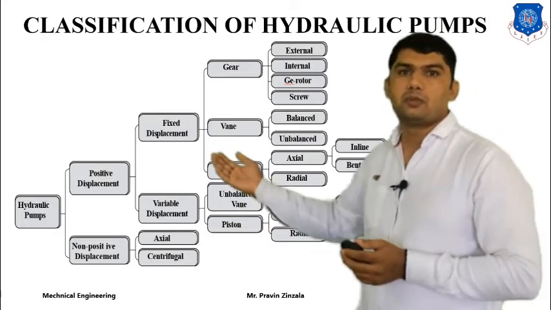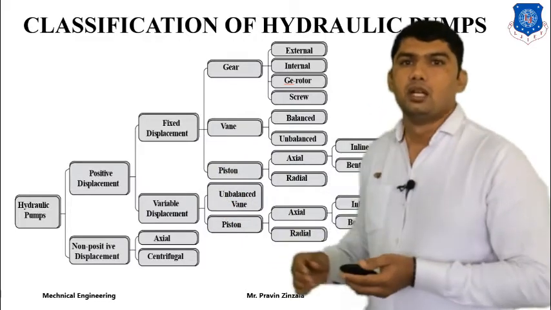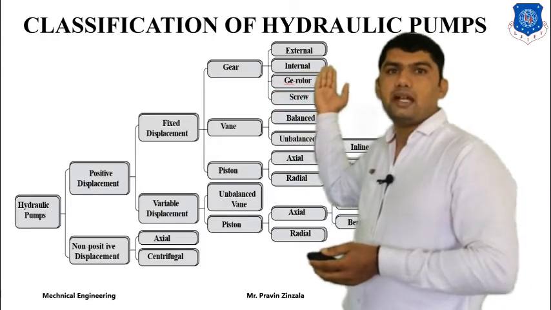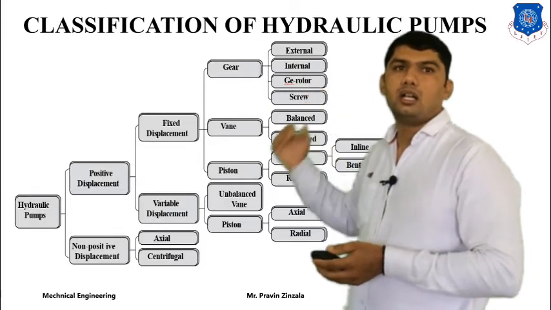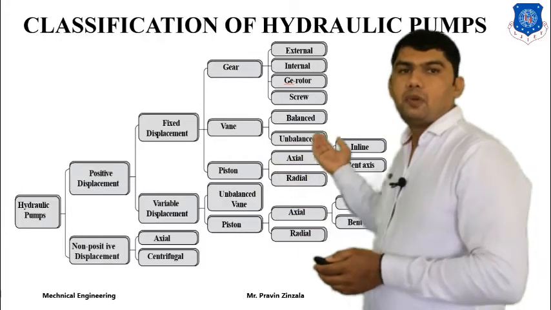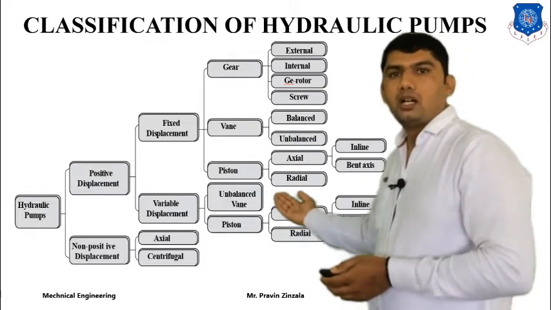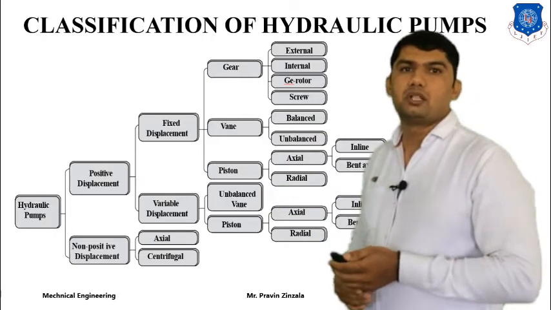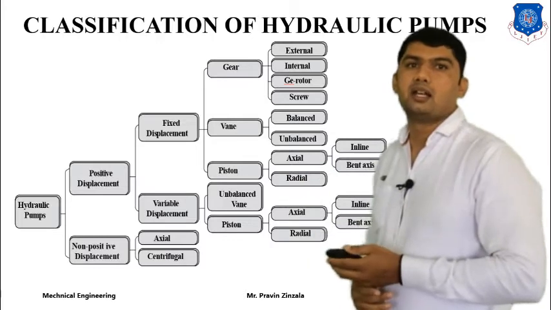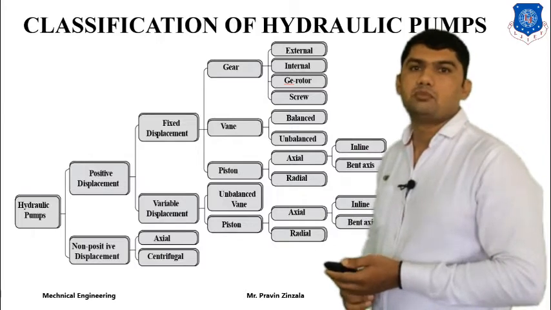Positive displacement pumps are also sub-classified into fixed displacement type and variable displacement type. A fixed displacement type pump example is the gear pump. Gear pumps are also sub-classified into external gear, internal gear, G-rotor and screw pump. The second example of fixed displacement type is the vane pump, sub-classified into balanced vane pump and unbalanced vane pump. The third example of positive displacement pump is the piston pump, sub-classified into axial piston pump and radial piston pump. Axial piston pumps are sub-classified into inline and bent axis piston pump.